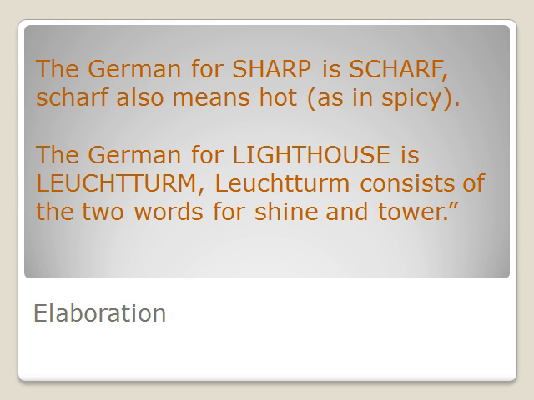In the first section of the instruction booklet, each English word with its German translation was presented with an elaborating sentence. For example, the German for sharp is scharf. Scharf also means hot, as in spicy. The German for lighthouse is Leuchtturm. Leuchtturm consists of the 2 words for shine and tower. This is the elaboration strategy.